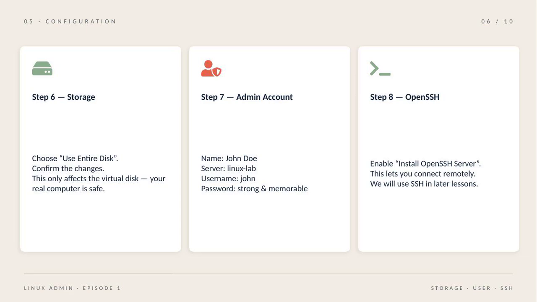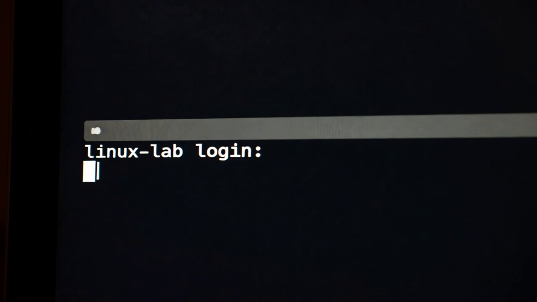Remove the ISO if VirtualBox asks you to. Wait for the server to restart. You'll now see the login screen. Enter the username and password you created. Congratulations! You have successfully installed Ubuntu Server. Let's confirm everything is working correctly.